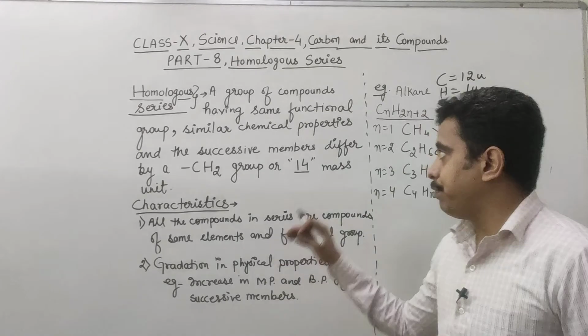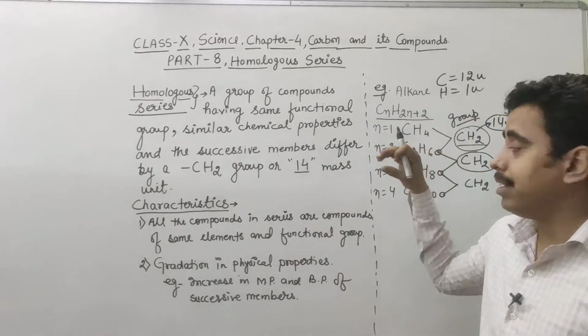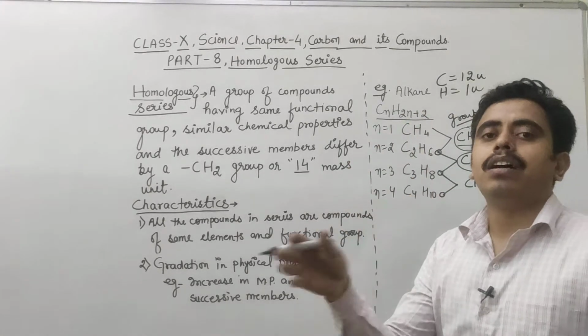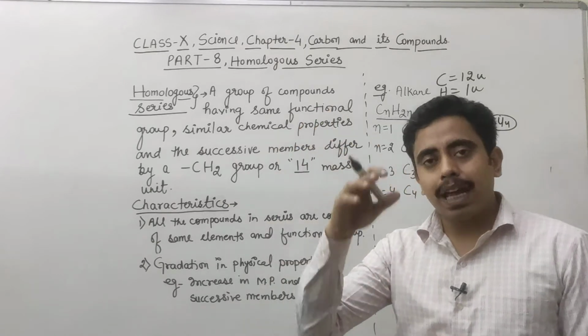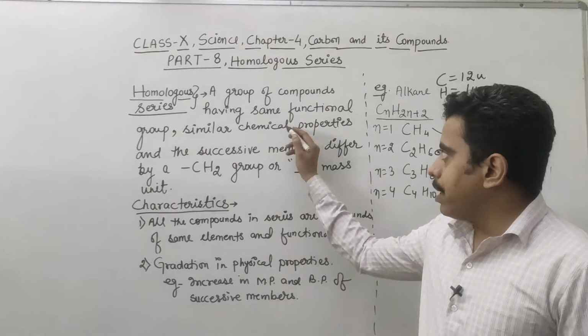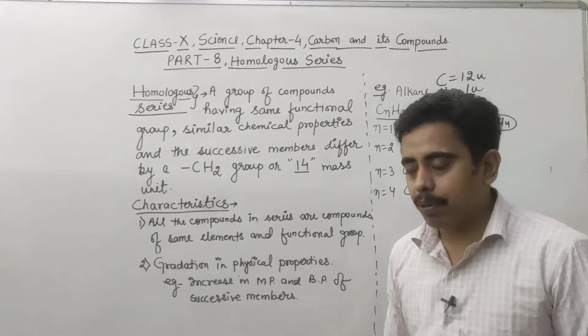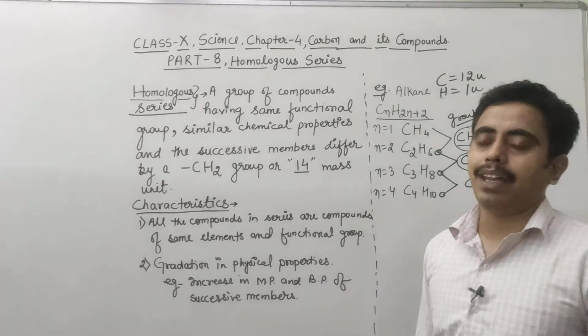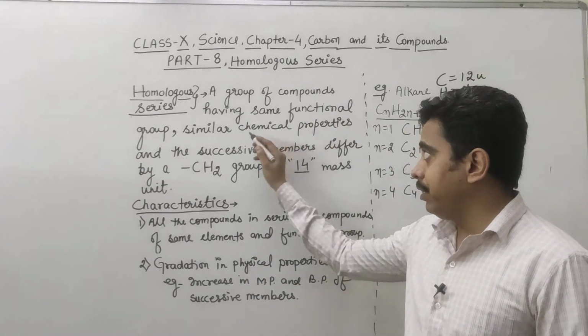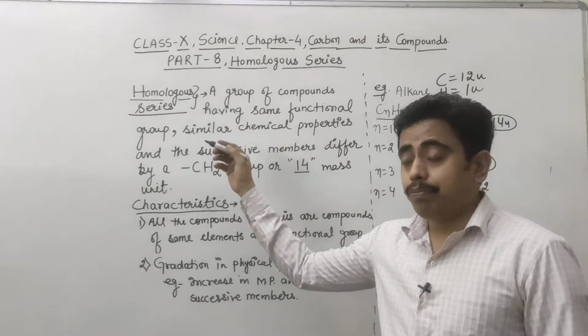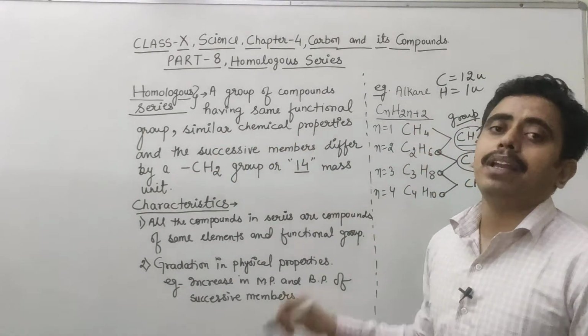It cannot be that you take the first member as alkane, the second member alkene, the third member alkyne and then alcohol, no. They must have the same functional group. These are all alkanes. So they must have the same functional group, but then they have similar chemical properties.